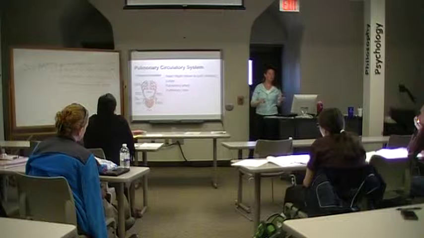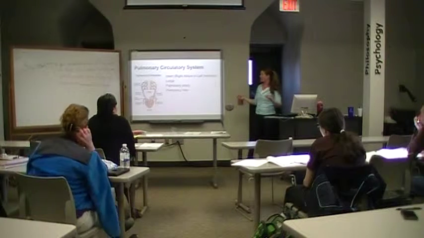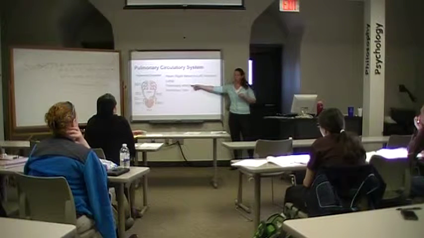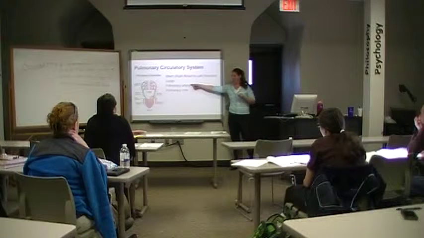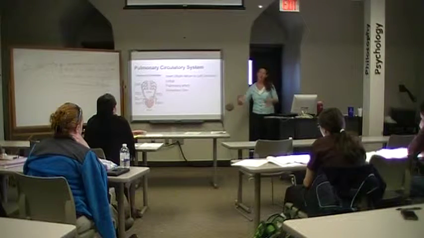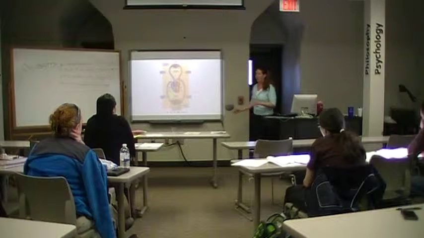The difference between the pulmonary circulation and the systemic circulation is basically these arteries in the pulmonary don't have oxygen, and the veins have oxygen. In the systemic system, the arteries have the oxygenated blood, and the veins have the deoxygenated blood.